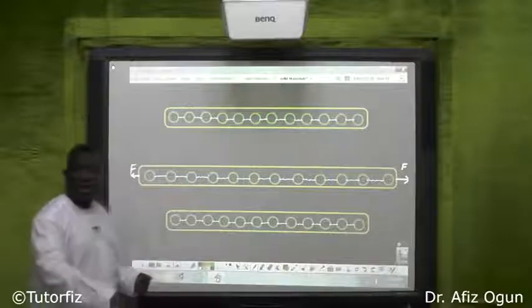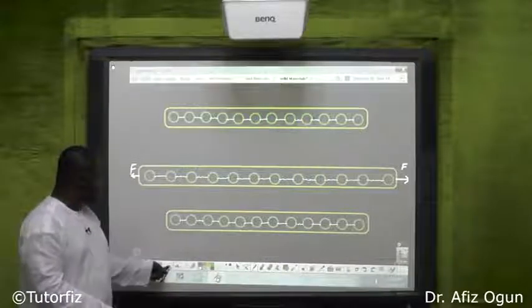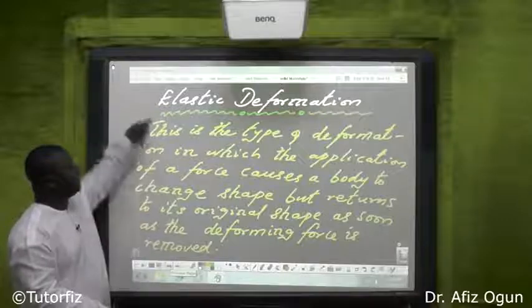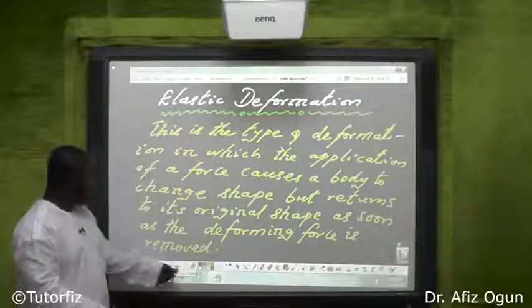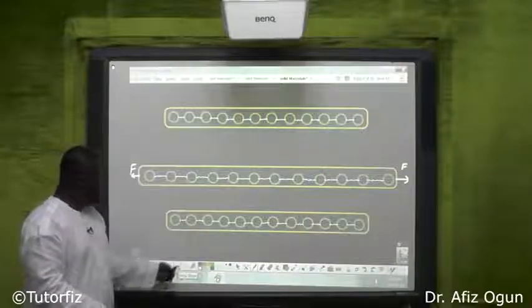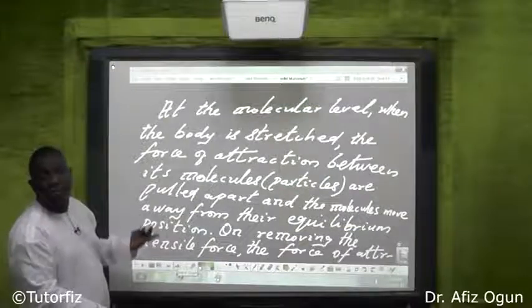That is the molecular level. So if you are asked to explain or talk about elastic deformation, it is better for you to talk about all this, to write all this. And you don't have to draw this, but you need to write this sometimes, depending on the mark.